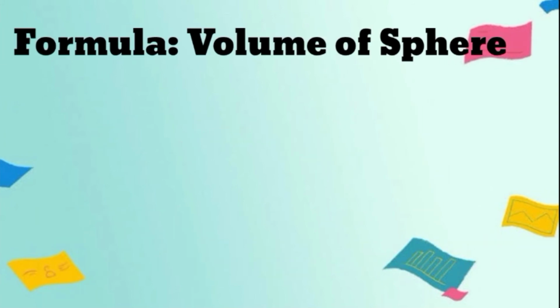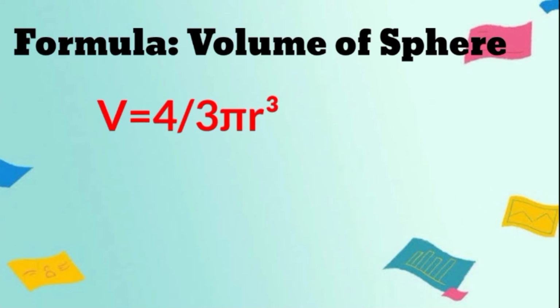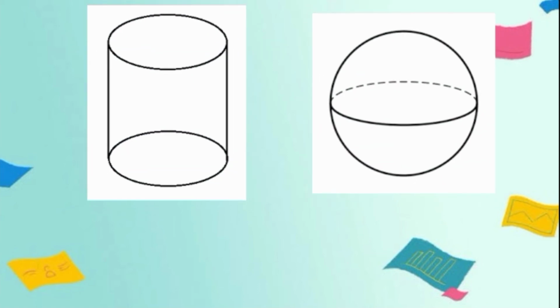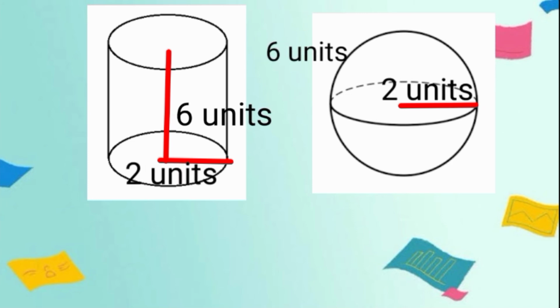Now, to find the volume of a sphere, we have to use the formula volume is equal to 4 over 3 pi r cubed. So let us observe the given example. We have here a cylinder and a sphere with the same height and radius. The height is 6 units and the radius is 2 units.